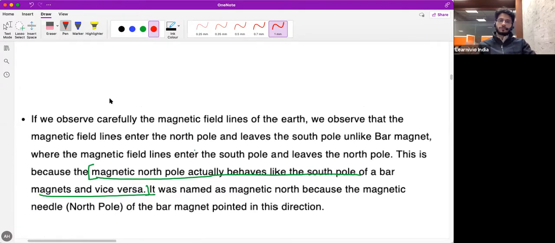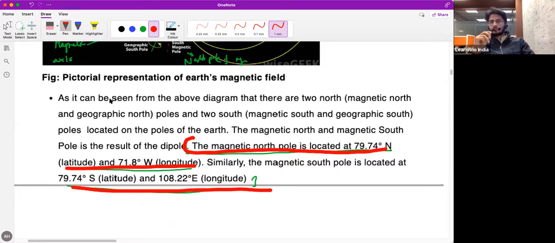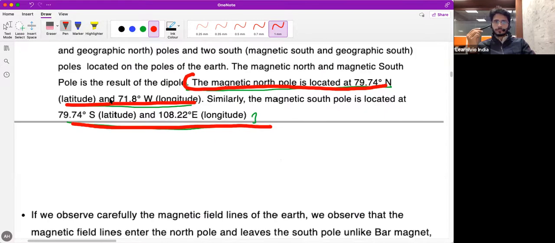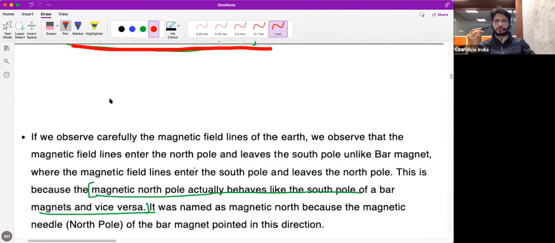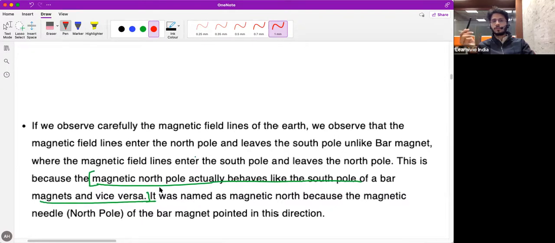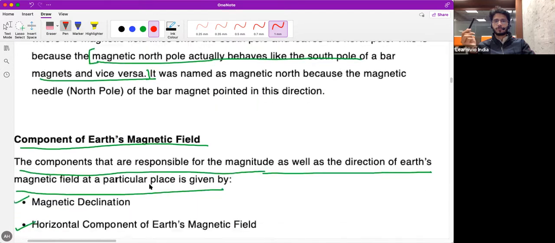So this is the same thing, like magnetic North Pole actually behaves like the South Pole of a bar magnet.